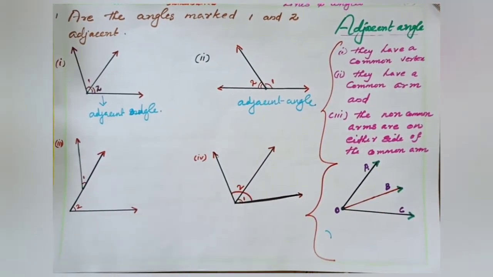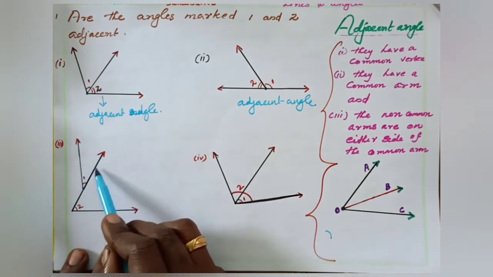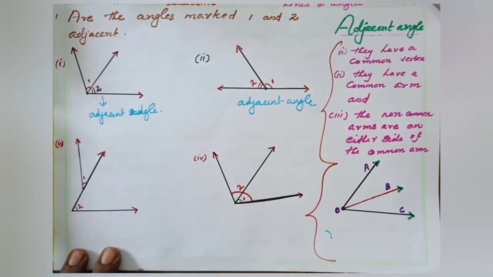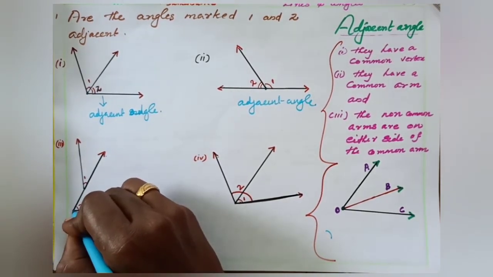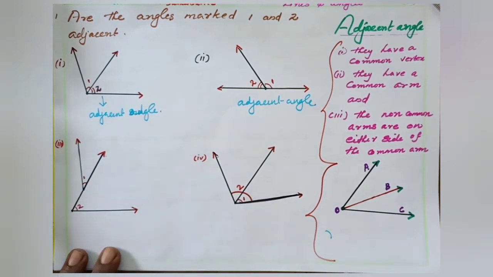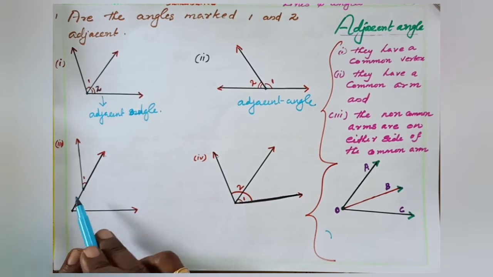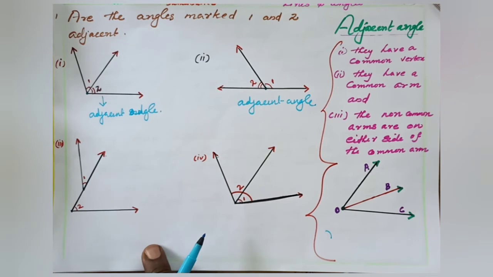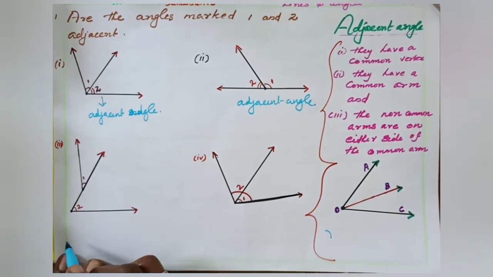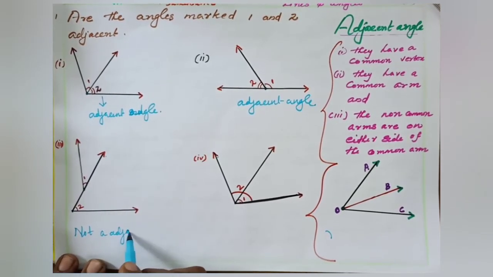Then see the third figure here. This is the first angle. This is the second angle. Second angle vertex here, first angle vertex here. So they have no common vertex. Then there is no common arm, and non-common arms are not opposite to the common arm. So this is not an adjacent angle. Okay, understood all of you?